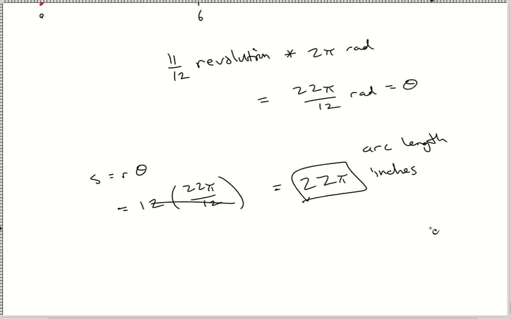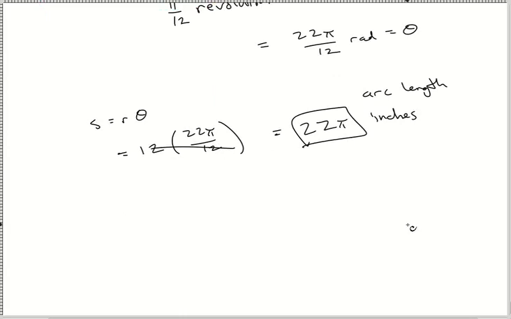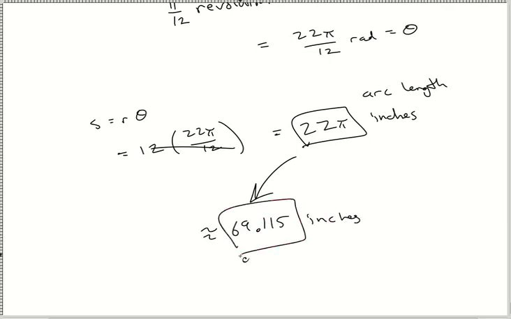Now, again, I'm going to say, well, measure out for me 22 pi inches. And you're going to stare at me like, what? So we want a decimal equivalent. I put that in the calculator. I got 69.115. Again, this is inches. Can you measure out 69 inches? Yes, that's possible.